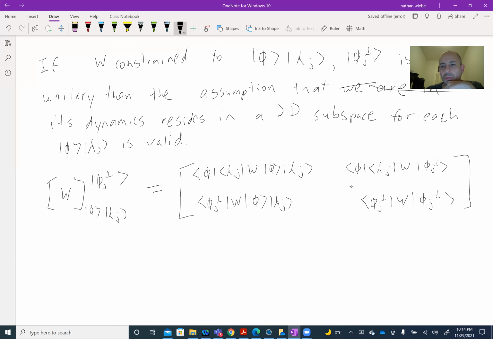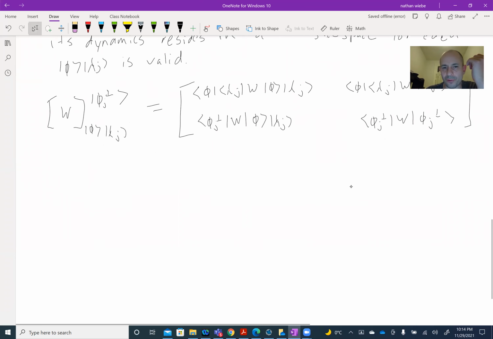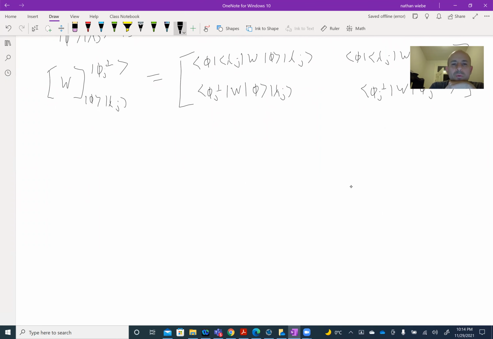Okay, and so now we're going to go through and work out the matrix elements. For practical reasons, in the interest of saving time, I'm only going to discuss evaluating these two matrix elements. The remaining two are pretty much exactly the same. The way that we're going to evaluate these is as follows. First, let's work out what phi lambda j W phi lambda j is equal to.